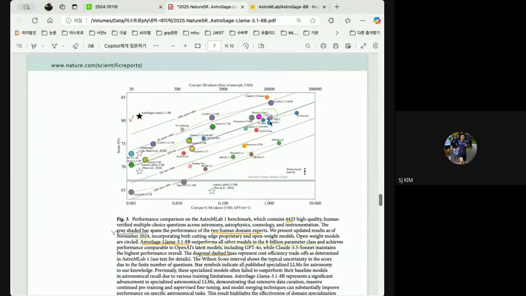So you know ChatGPT-4 is here. The x-axis is the cost, and the y-axis is performance. So it's 10 times cheaper.